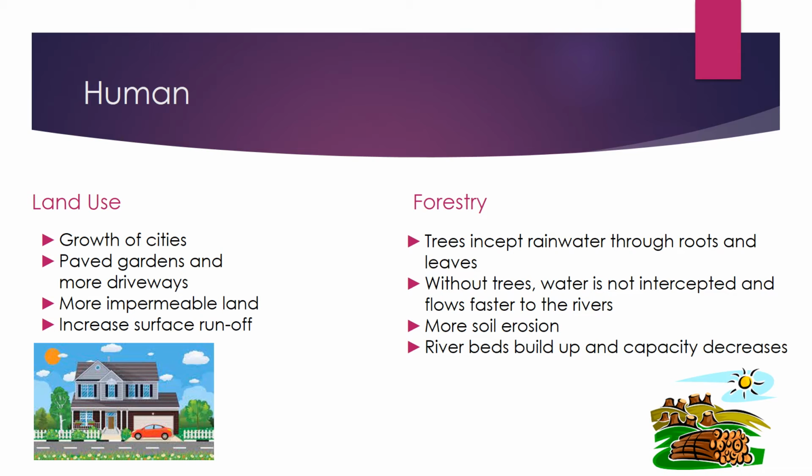Forestry is another factor. Trees intercept rain. This is done by the roots absorbing water or the leaves catching the rainfall, and therefore the process of transpiration, which is evaporation from the leaf, will take place. If trees are removed, there is nothing to intercept the rainfall, resulting in rainwater being able to reach the rivers much faster. Additionally, without roots binding the soil together, more soil erosion occurs, which enters the rivers, building up their beds and making the river's capacity decrease.